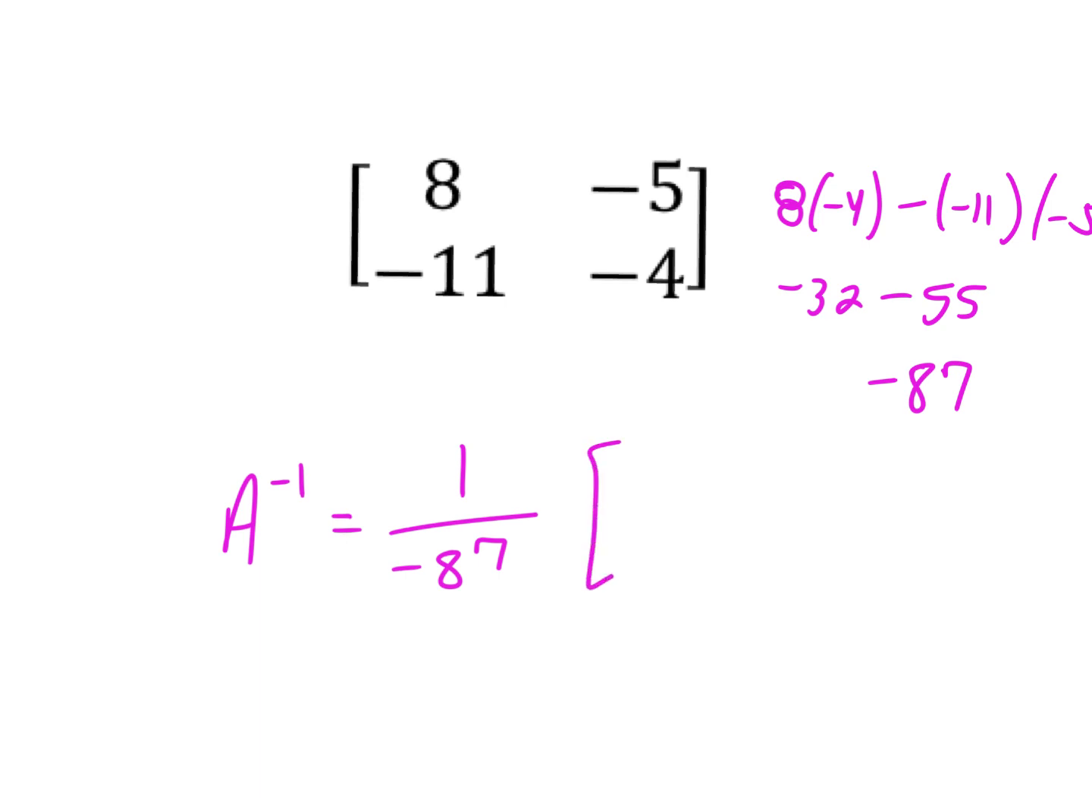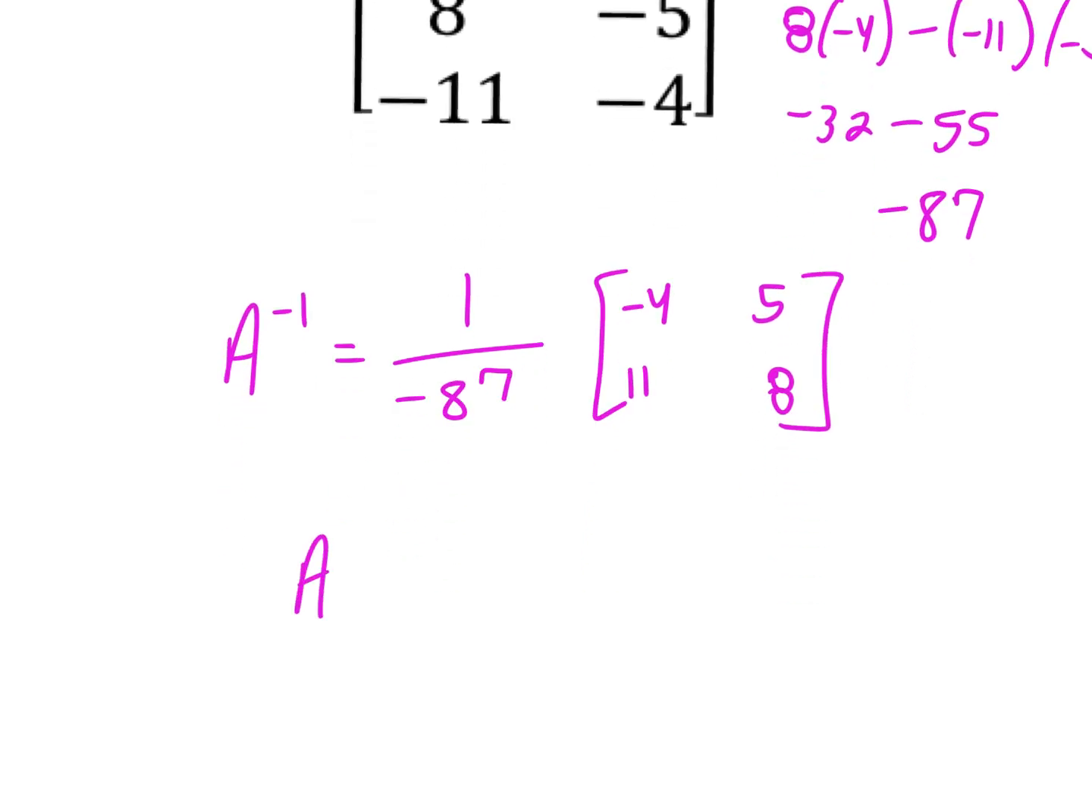And then let's get our numbers fixed up. What happens with 8 and negative 4? They switch spots. So negative 4 goes here, 8 goes here. What happens with negative 11 and negative 5? The signs change. So negative 11 becomes positive, negative 5 becomes positive. And then we do what? We distribute. If something simplifies, simplify it.